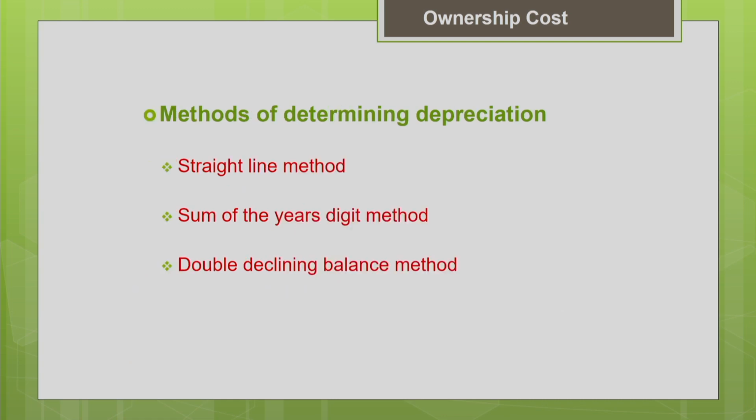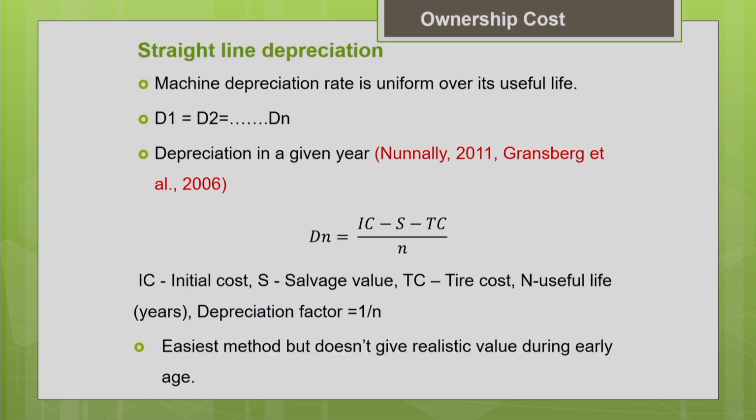So there are different accounting methods to estimate the depreciation. Let us see the important accounting methods which are commonly used by the various construction companies. They are the straight line method, sum of the years digit method and the double declining balance method. We are going to discuss these depreciation accounting methods one by one. First is your straight line method.